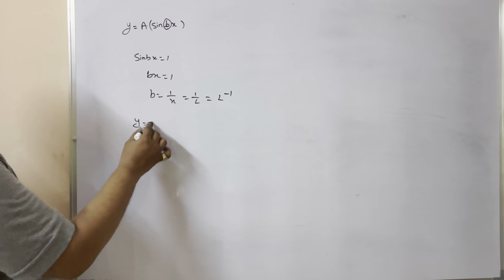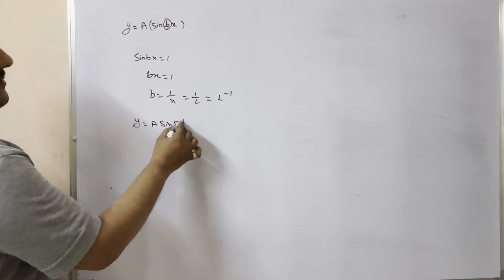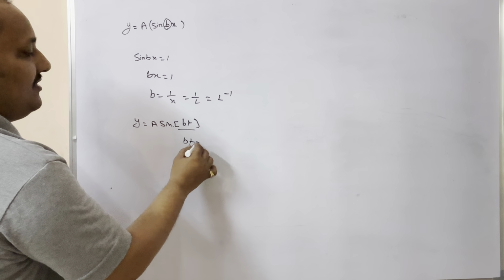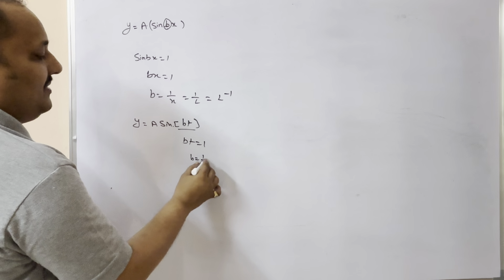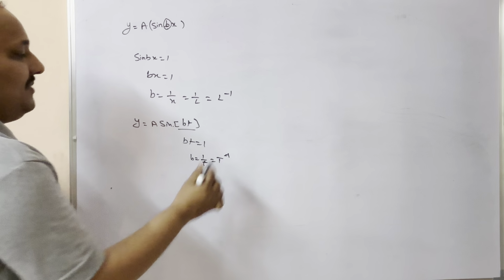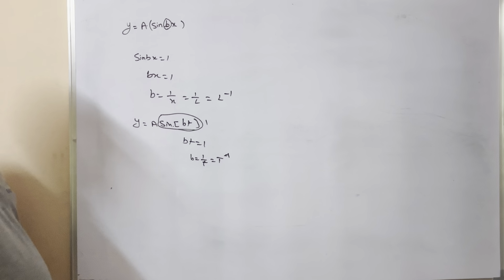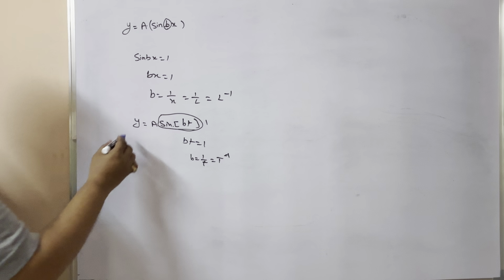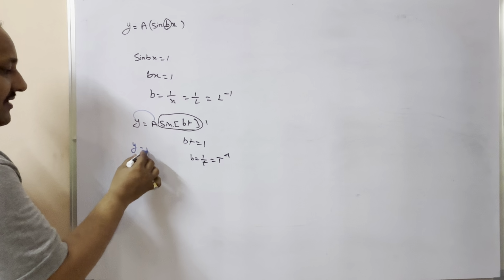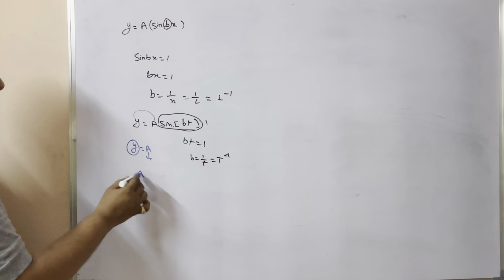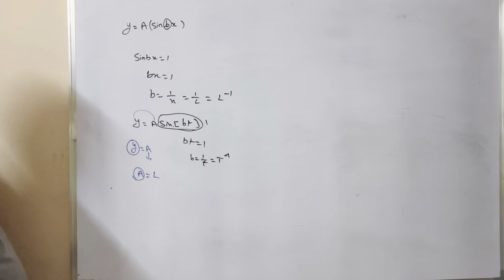Same question if they ask like this: a sine bt. Then what are you going to get? So bt is going to be 1. So b is going to be 1 by t, T power minus 1. So dimensionally, you can take this as 1 whenever they give it. And y should be equal to a. If a is constant and y is displacement, then the dimension formula of a is going to be L.